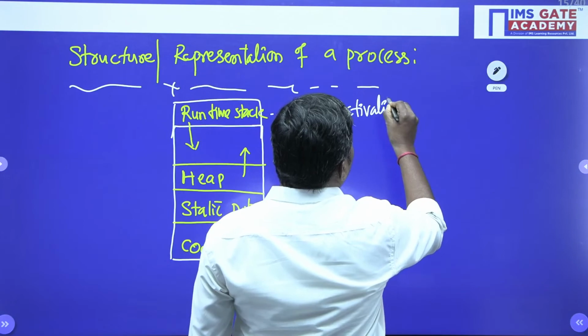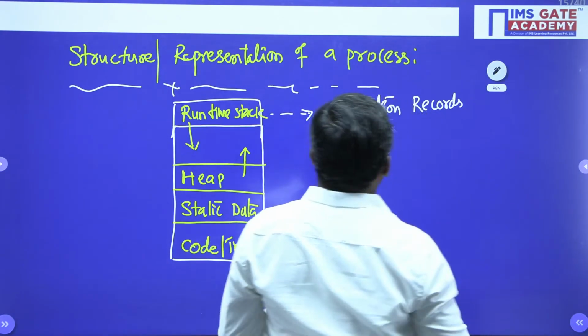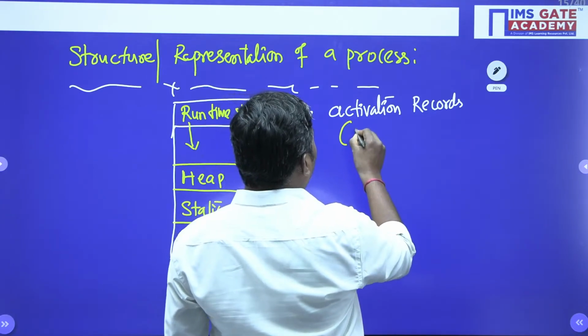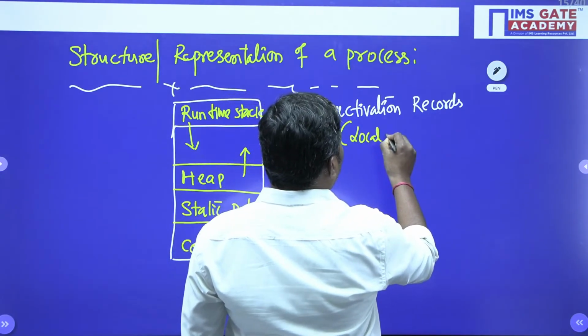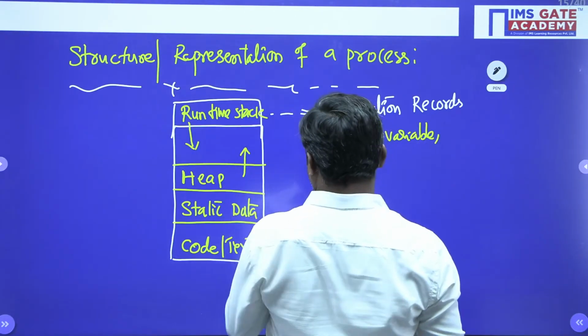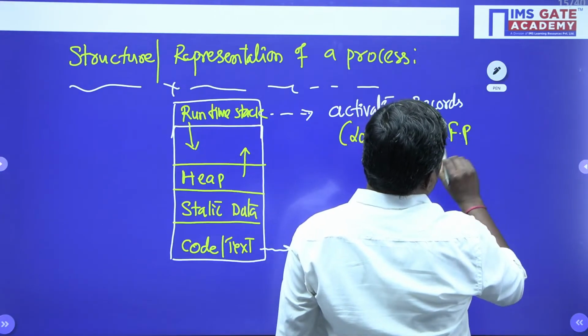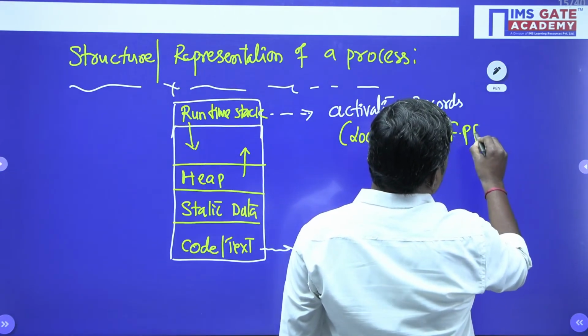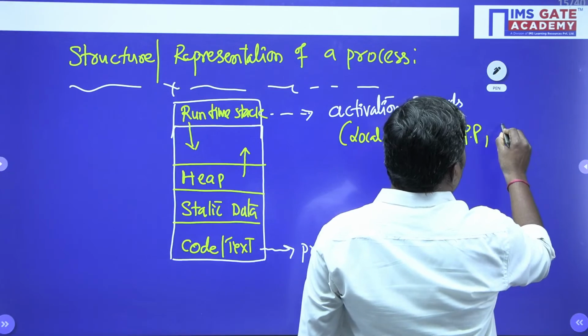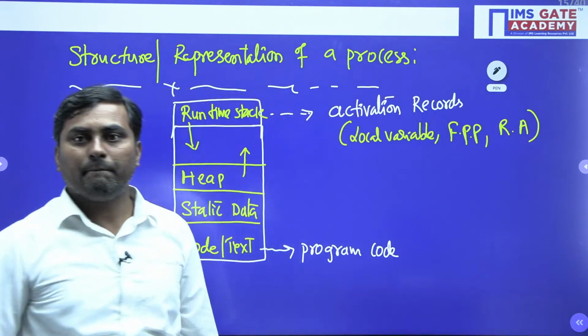Maintains the activation records. What is the activation record? Some local variables, functional parameter passings, and return addresses. Getting my point?